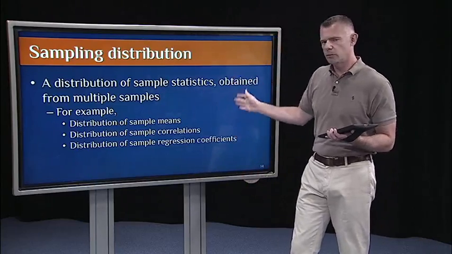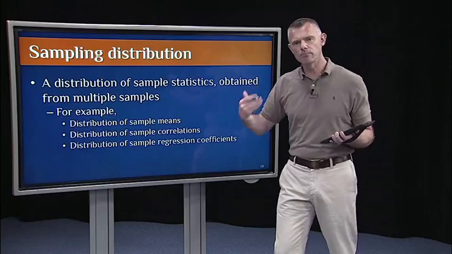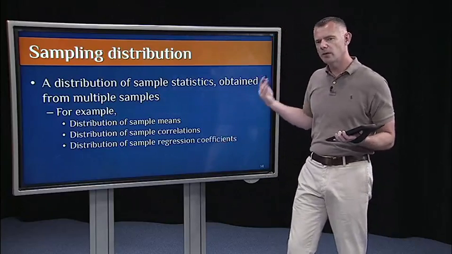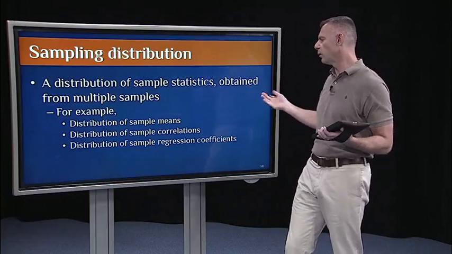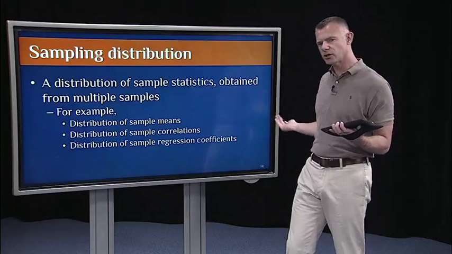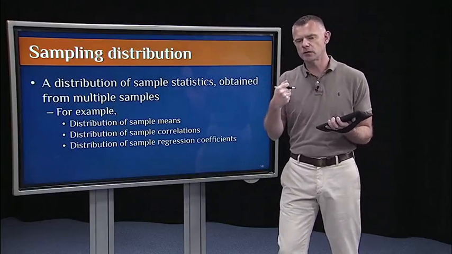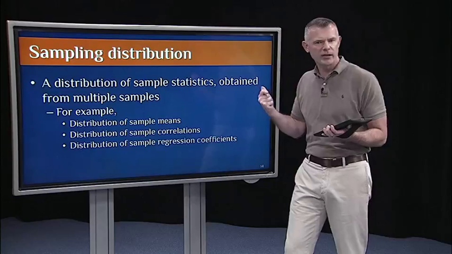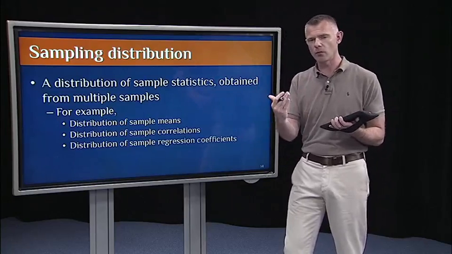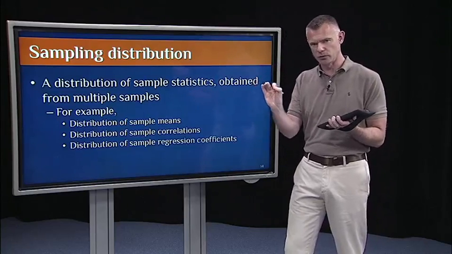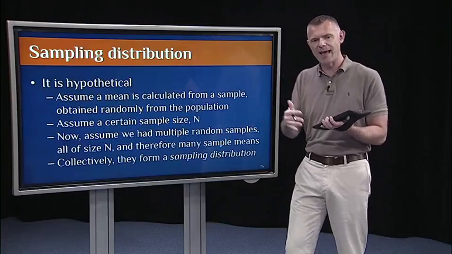So to be clear, a sampling distribution is a distribution of sample statistics obtained from multiple samples. So we could do this for any sample statistic. We could get a distribution of sample means, we could get a distribution of sample correlations, we could get a distribution of regression coefficients. The trick about this concept and why students stumble here is because we don't actually do this, right? When I do an experiment or a study, I just get one sample and I go from there. So this sampling distribution is a hypothetical. I don't actually have a sampling distribution, I estimate it.